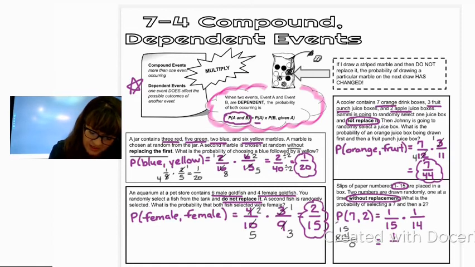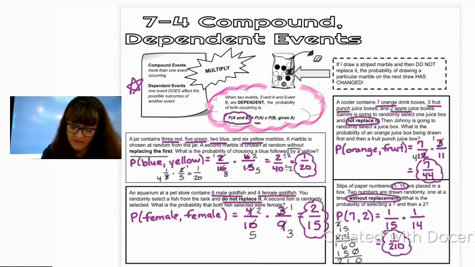4 times 5 is 20. 4 times 1 is 4 plus 2 is 6. 0 over. 1 times 5 is 5, and 1 times 1 is 1. And that gives us 210. So the probability of selecting a 7 followed by a 2 is 1 out of 210.